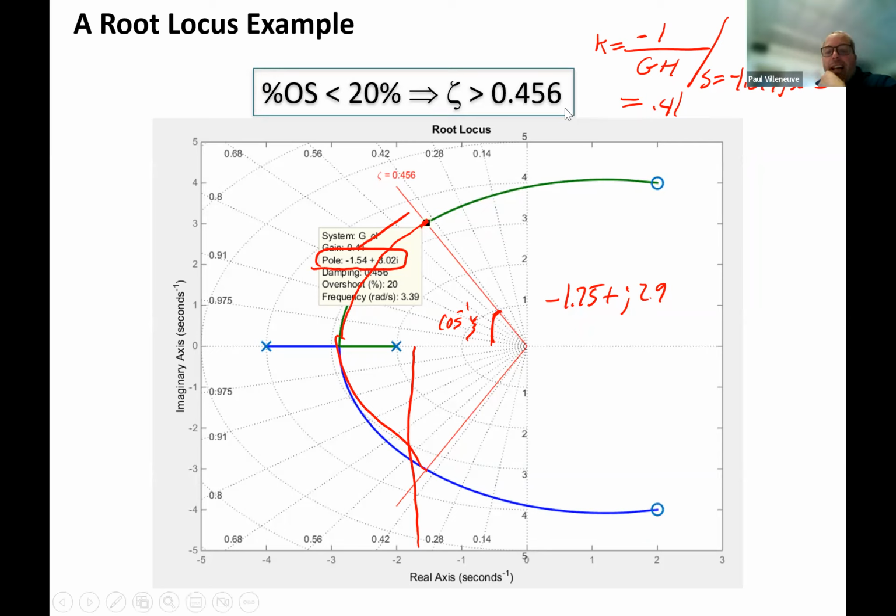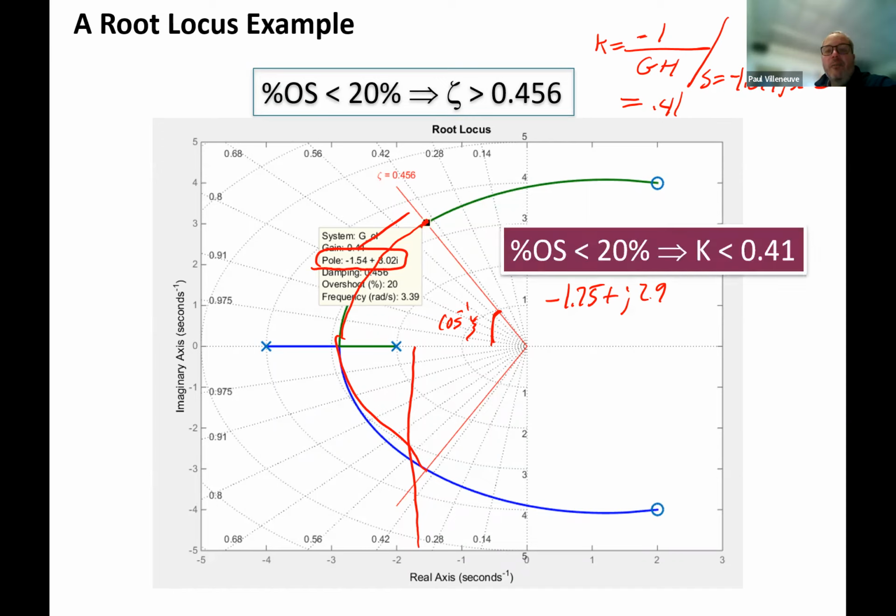So K has to be less than 0.41, because as we increase K, we go out in this direction. So our value of K has to be less than or equal to 0.41. And that's how you do the root locus plots.